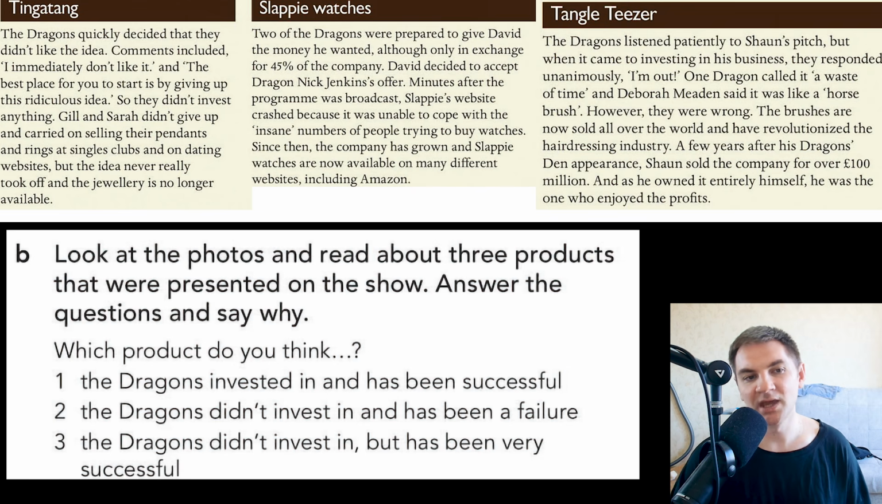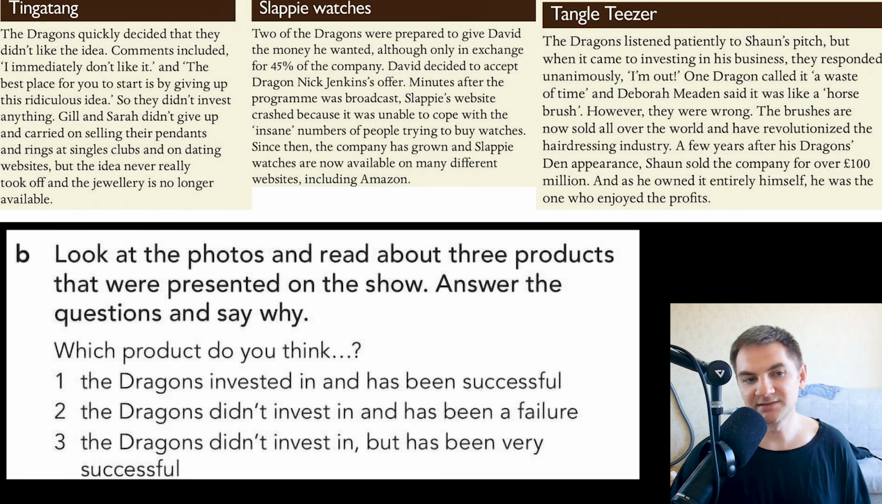Number 2. The product the dragons didn't invest in and has been a failure. Ting-a-tang. The text says the dragons said no and did not give any money. Later, it says the idea never became popular. You cannot buy the jewelry anymore. So no investment, no success, a double loss.